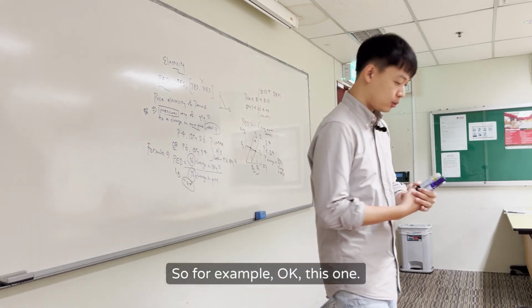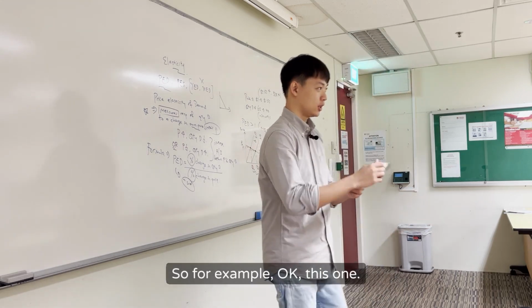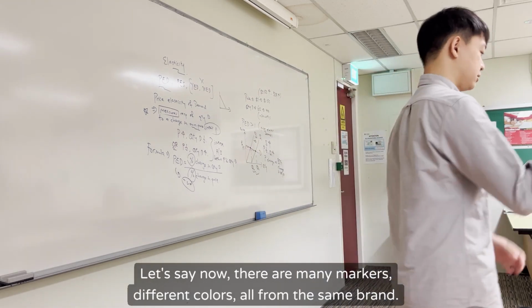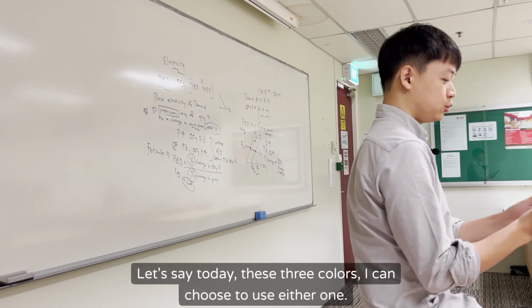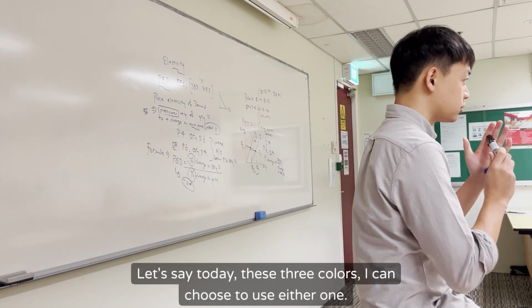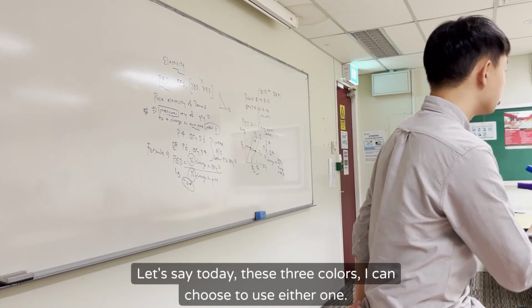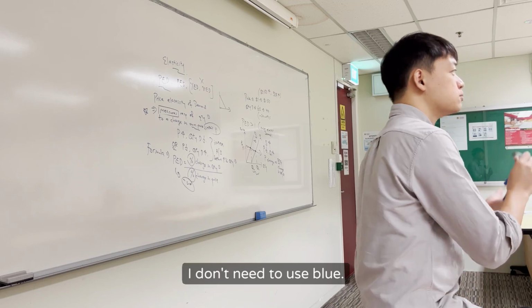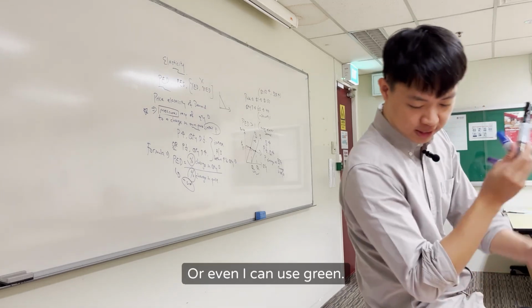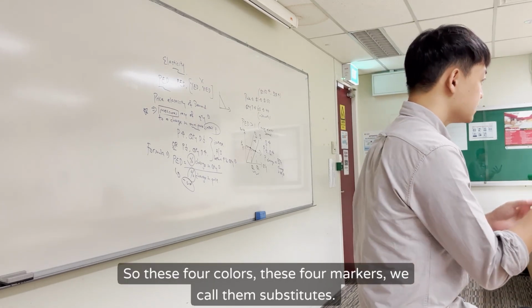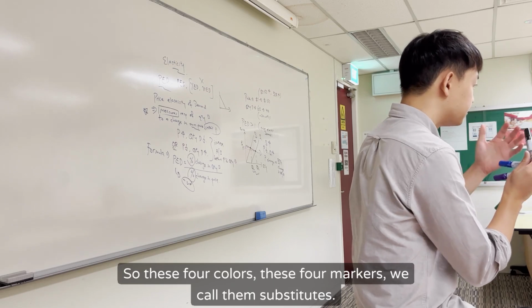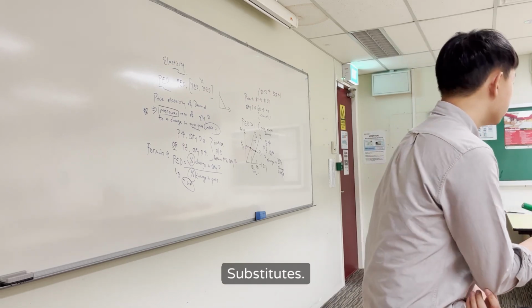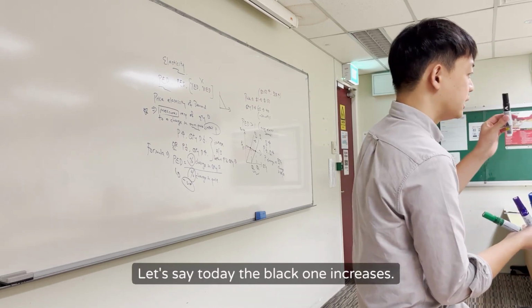So for example, let's say there are many markers, different colors, all from the same brand. Let's say today, these three colors, I can choose to use either one. I don't need to use blue. I can use black, I can use purple, or even green. So these four colors, these four markers, we call them substitutes. Remember, substitutes.